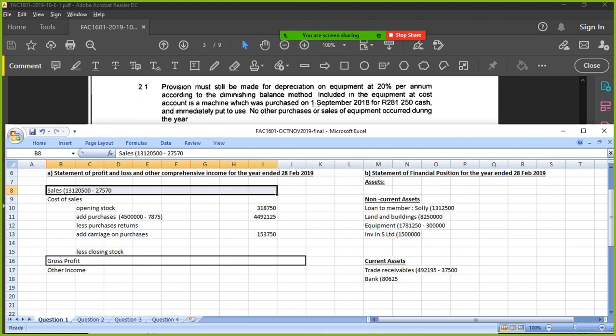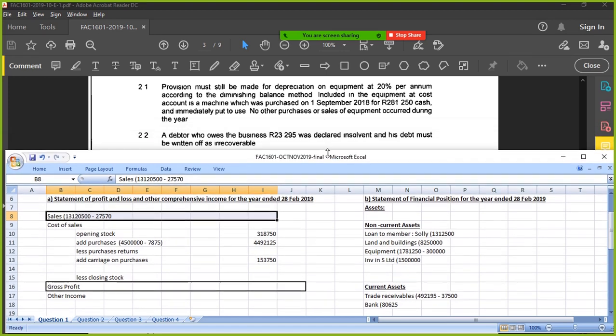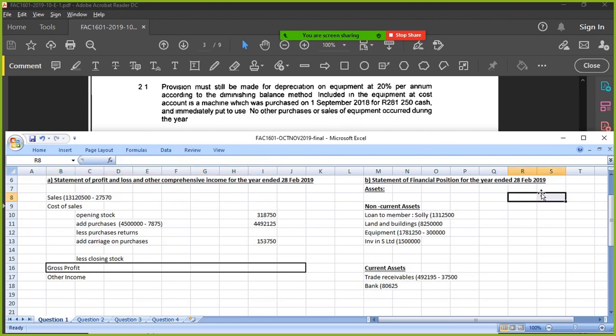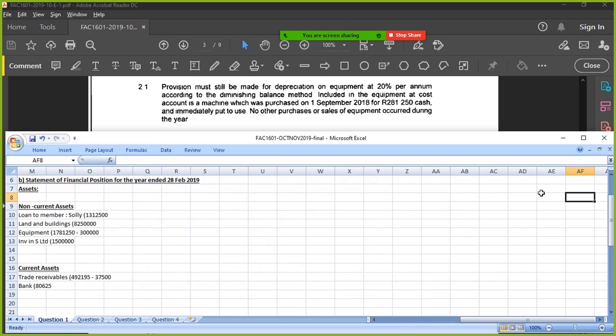Alright, was that it? Yes, okay, then we have to look at additional information points. So, okay, point number 2.1. Provision must still be made for depreciation on equipment, 20% per annum on the diminishing balance method, including the equipment at cost. Account is a machine which was purchased on the 1st of September for that amount and immediately put into use. No other purchase or sales of equipment to occur during the year. Alright, so you do need to look at the timeline.